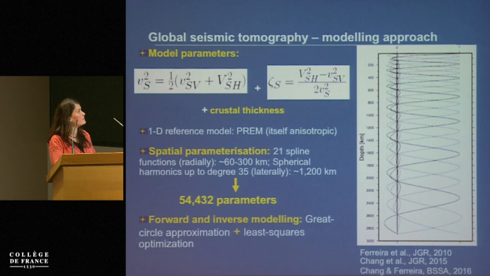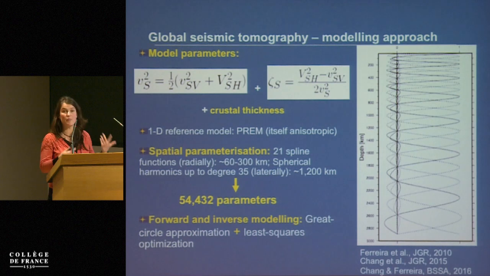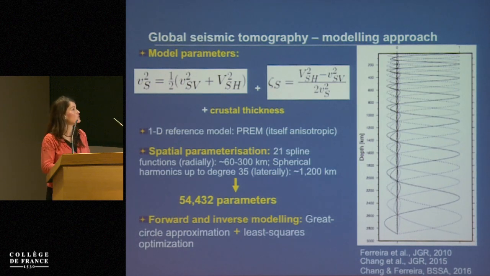Just some technical details here. We start with the PREM model, which, as you know, is itself anisotropic from the Moho down to 220 kilometers depth. For the spatial parametrization of our model, in terms of depth-dependent properties, we use these 21 spline functions shown here. You can see that the parametrization gets coarser and coarser as we get deeper because resolution decreases.